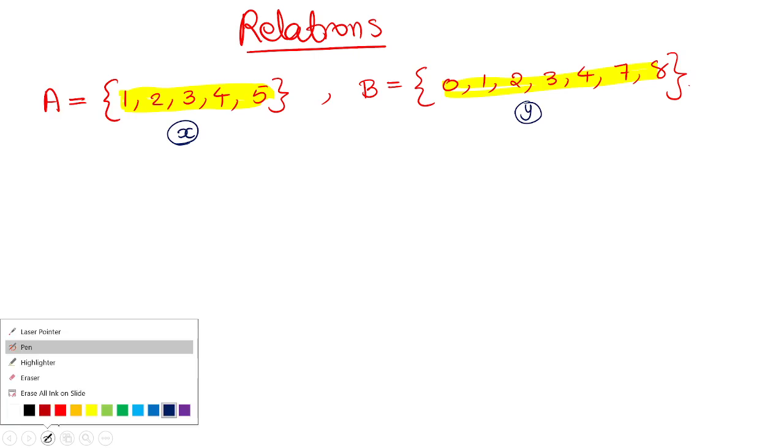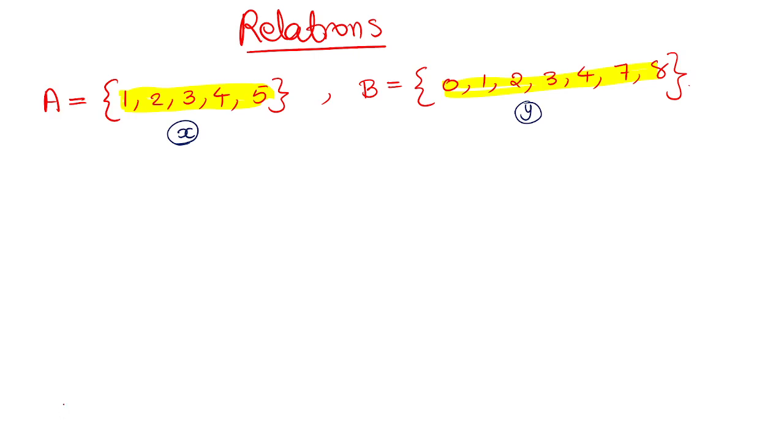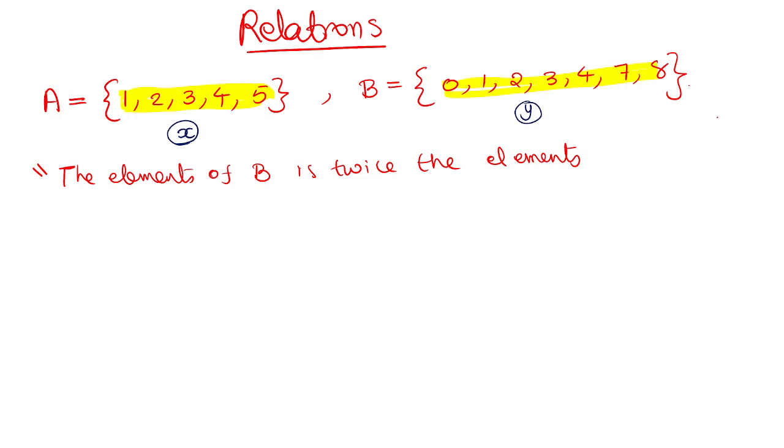Let me explain the relation with the help of an example. Let me write it in a sentence. The elements of B are twice the elements of A. Later I will write it in set builder form. For the time being, let me write it in words. The elements of B are twice that of the elements of A.